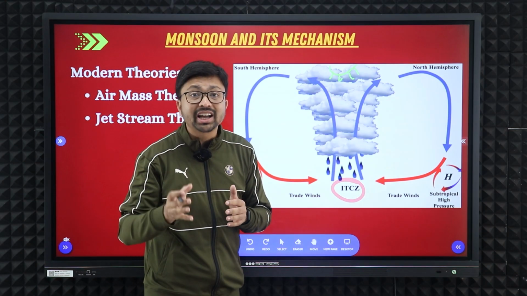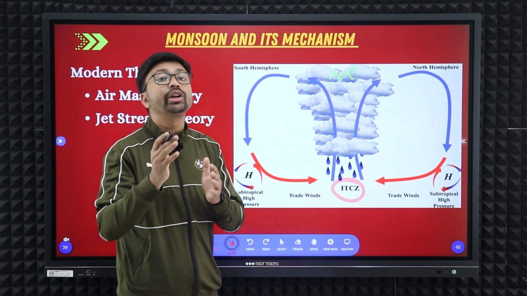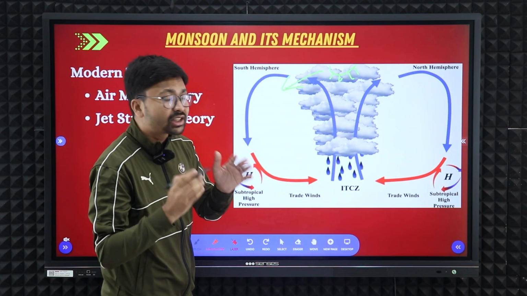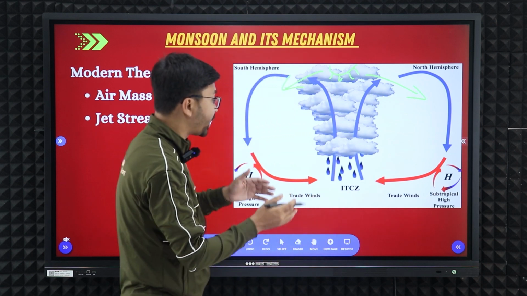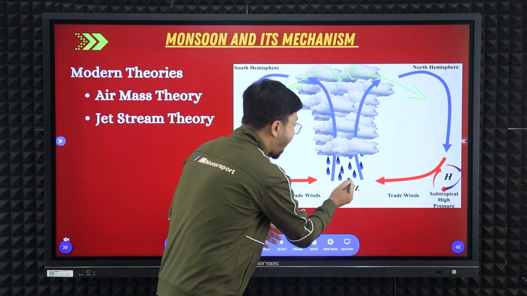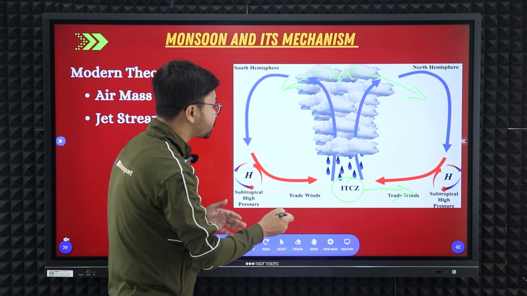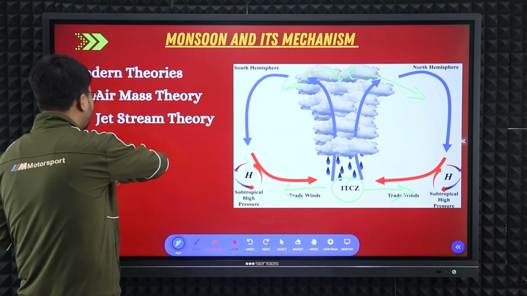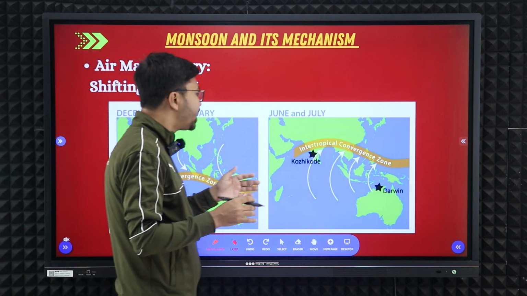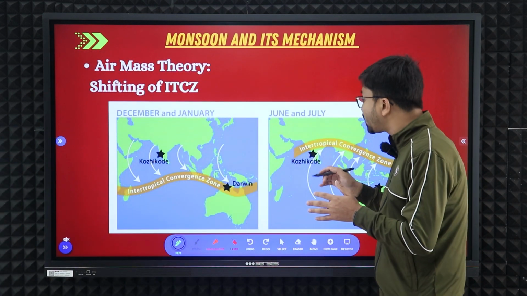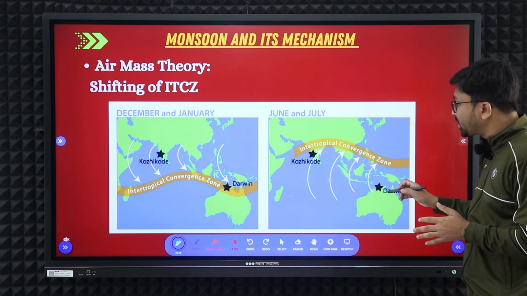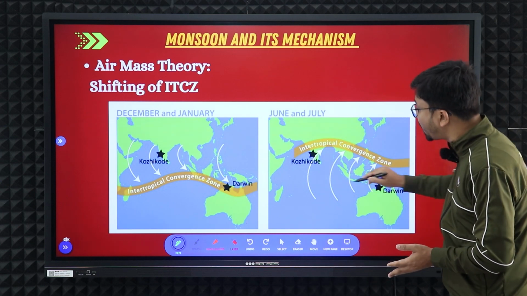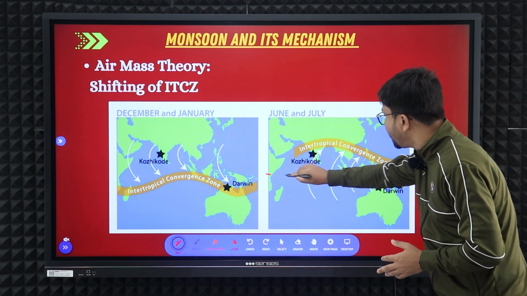As the position of the vertical sun rays changes during different times of the year, sometimes it comes to the northern hemisphere and sometimes it shifts to the southern hemisphere. As a result, the ITCZ also shifts to the southern and northern hemispheres. So the ITCZ keeps changing, keeps shifting. Here you can see two different seasons. During the summer season, the ITCZ comes over the Indian landmass, and here you can see the equator line.